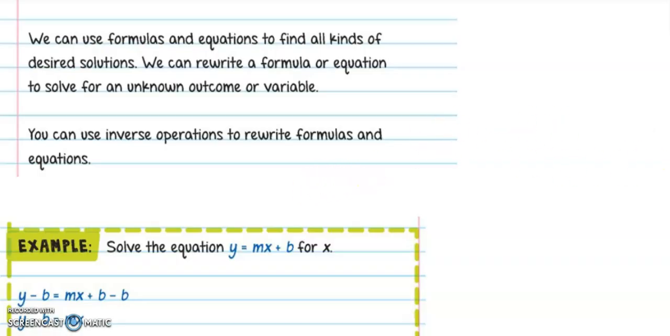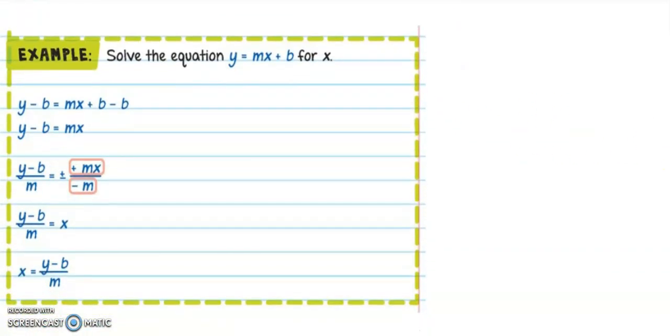But here, like in this example that you can see, we are solving an equation that is, in this case, all variables. There are no numbers. Now we have y equals mx plus b. Some of you might recognize this as the slope-intercept form of a linear equation. We're going to get into what all of this means down the road very shortly.